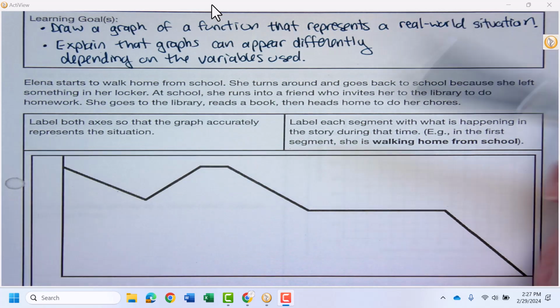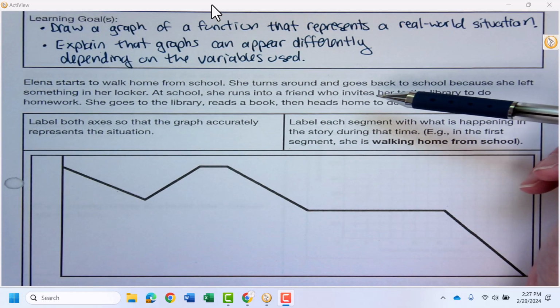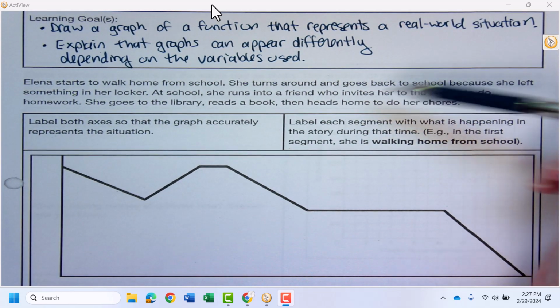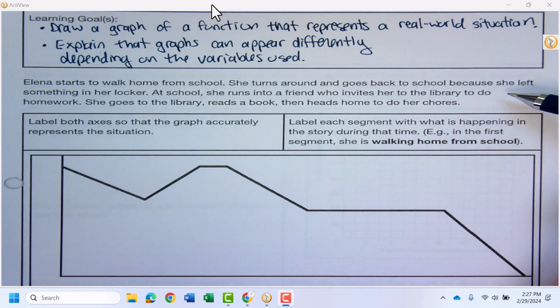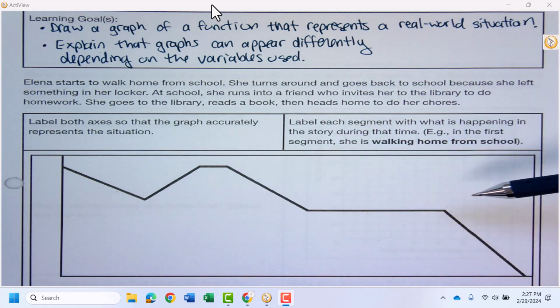Let's read through. Elena starts to walk home from school. She turns around and goes back to school because she left something in her locker. At school, she runs into a friend who invites her to the library to do homework. She goes to the library, she reads a book, and then heads home to do her chores. So this is the scenario we're going to try to tell the story of using this graph.